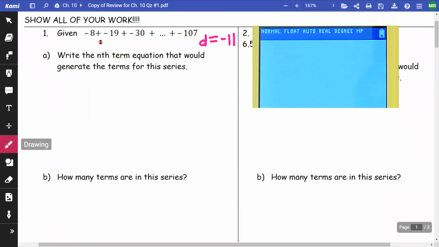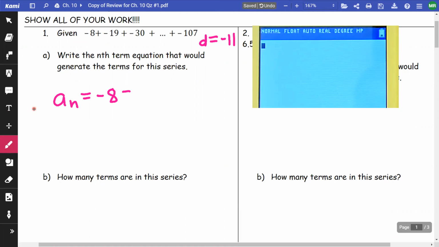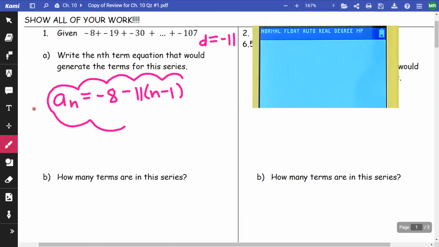I'm minusing 11. So when they're asking us for the nth term on letter A, that means they want us to write the explicit equation. a sub n is equal to our first term, which is -8, minus 11, because that's what I'm doing, times n minus 1. That is going to be our equation.